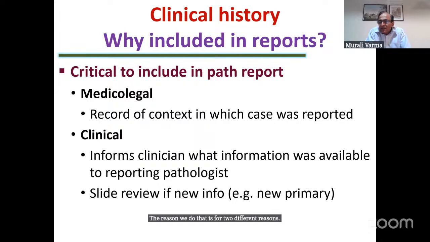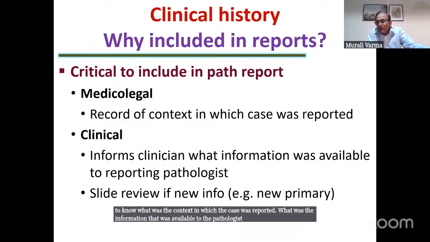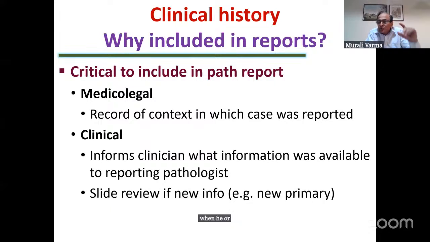First is medical legal. It's important to know what was the context in which the case was reported. What was the information that was available to the pathologist when he or she was reporting the case? So you are documenting that by putting it in the clinical history. The second is it informs a clinician what information was available to the reporting pathologist.